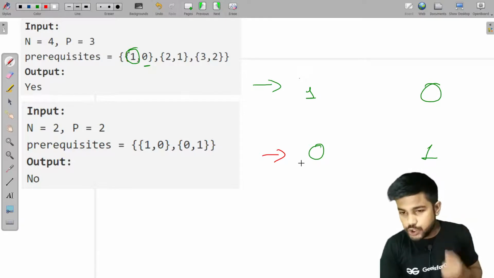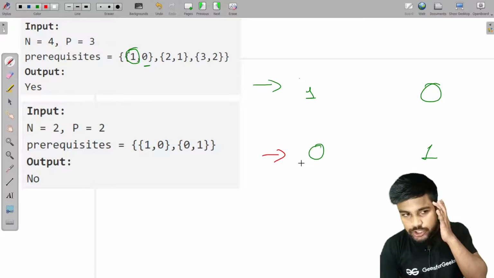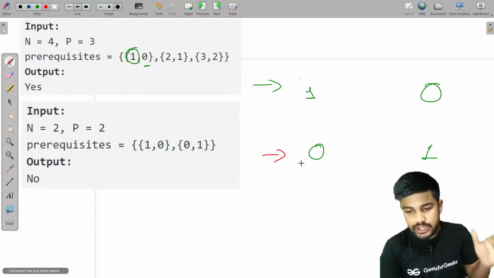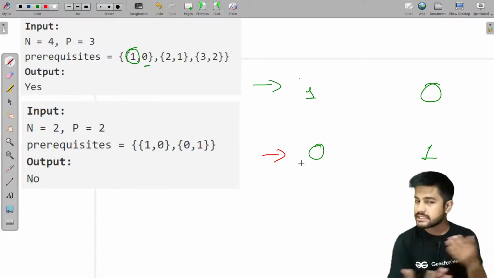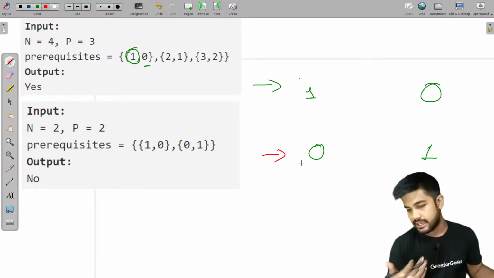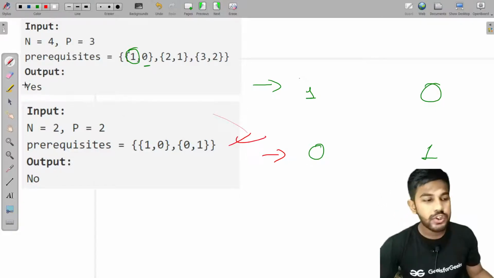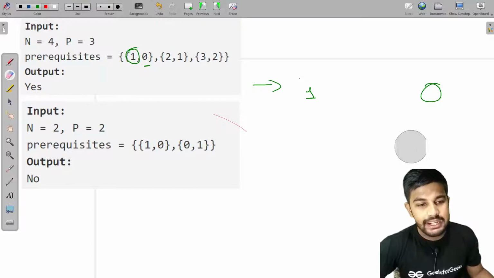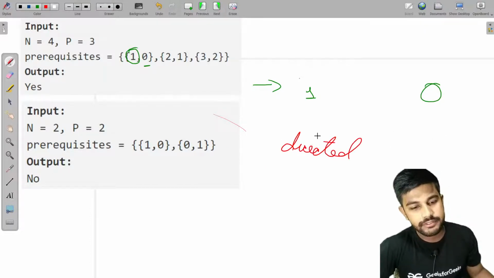We just need to check that we can go from A to B. Now I need to check if I can travel from B to A also. If I can travel in both directions, then it is undirected, else it is directed. So this condition does not hold here, so we can now conclude that this is a directed graph.